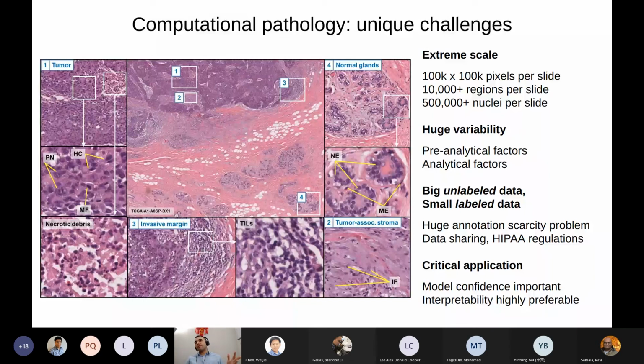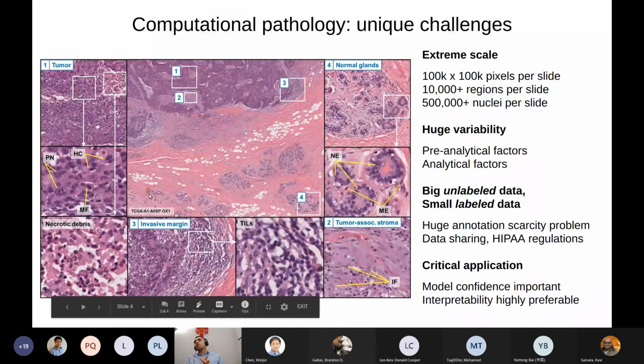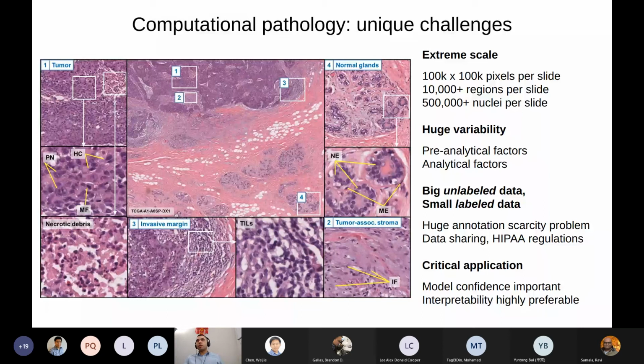And there's all sorts of things, normal glands, normal epithelia, immature fibroblasts, a lot of things. So the challenges of computational pathology, beside the huge scale, with over 10,000 regions per slide, 500 nuclei per slide. By the way, regions is kind of these low resolution things that you see, these big blocks of stuff, whereas nuclei are these small individual cells. These are the things that are made of DNA, basically, that encode everything that we have.